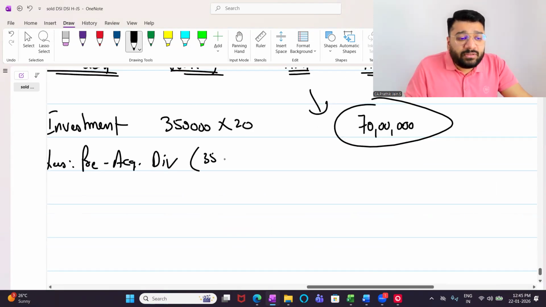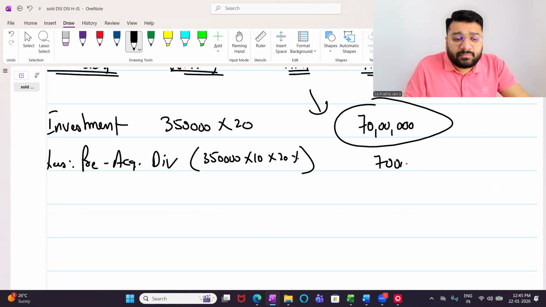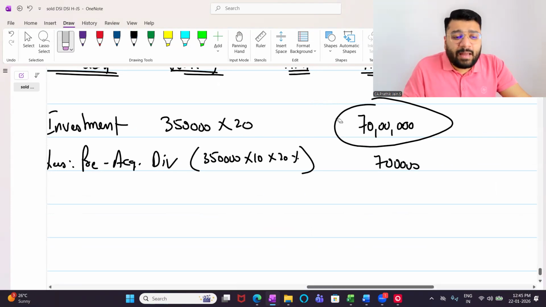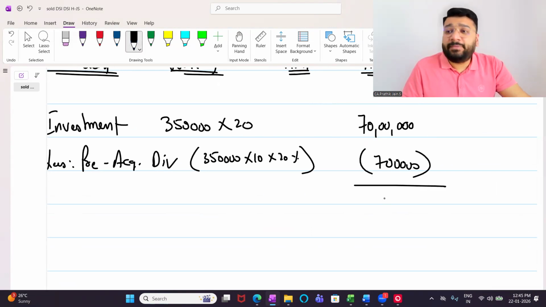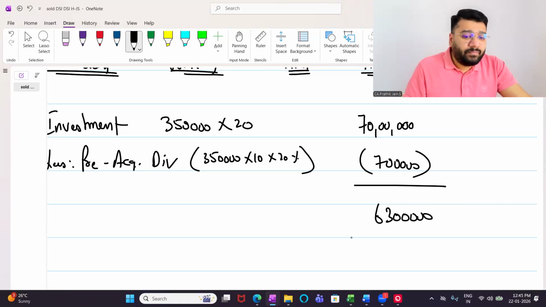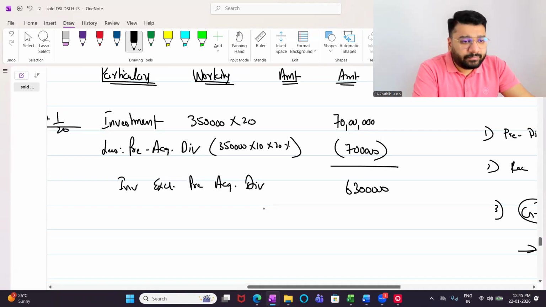So 3,50,000 shares into 10 rupee paid up value into 20% of that is 7 lakh rupees. In other words, 35 lakh rupees is capital into 20%. If I minus this, what is the balance, please? 63 lakh. This is investment excluding pre-acquisition dividend. Got it? Not got it?